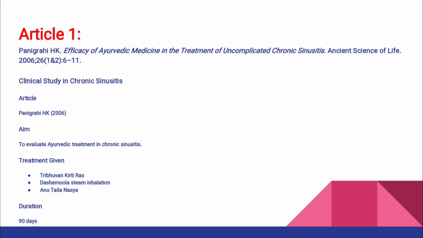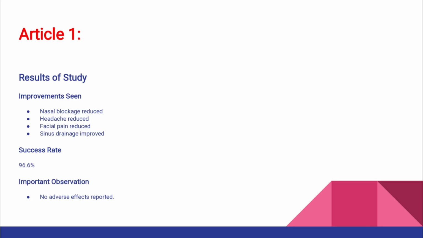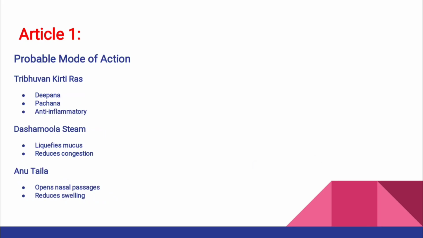Here, the medicine used in this study was Tribhuvan Kirti Ras given in the dose of 250 mg twice daily with ginger juice, Dashmul Quat steam inhalation. Also, Anutel Nasya, 4 drops instilled into both nostrils after steam inhalation.